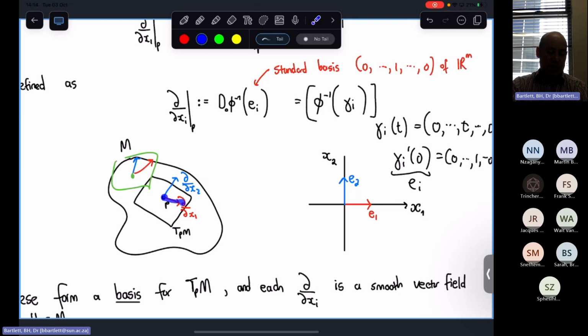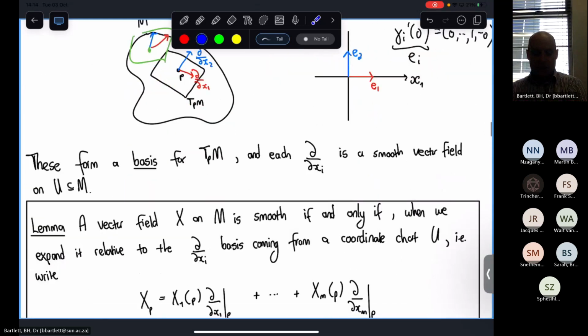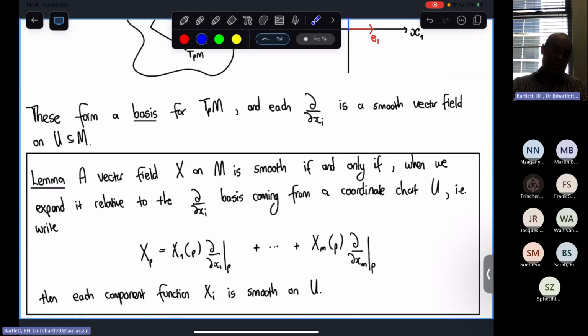And at each point, I'm going to get these vectors living in the tangent space, and they will be a basis for the tangent space at each point. If you use a different coordinate system, you get a different basis for the tangent space. Okay, so that means that we can express any vector field as a linear combination of these basis vectors at each point. And you can check that for X to be smooth in the sense I described earlier is exactly the same thing as to say that these components have to be smooth functions.